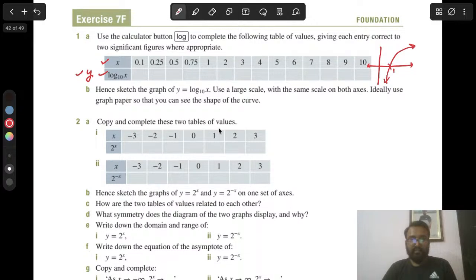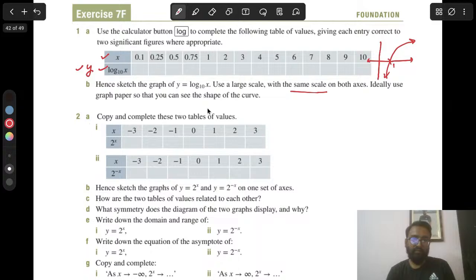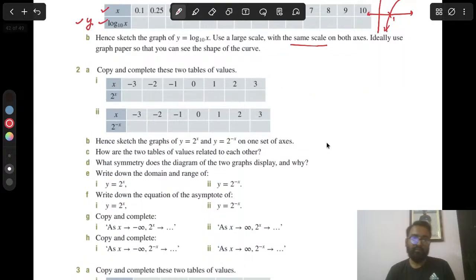Sketch the graph. Use a large scale, with the same scale on both axes. Taking the same scale is most important in graphing. Ideally, use graph paper so that you can see the shape of the graph. Copy and complete these two tables of values. So what is the first value? Can you fill in these answers?